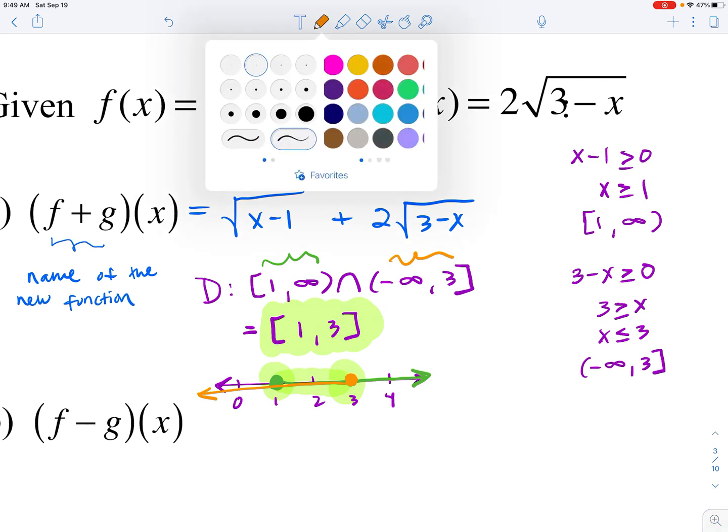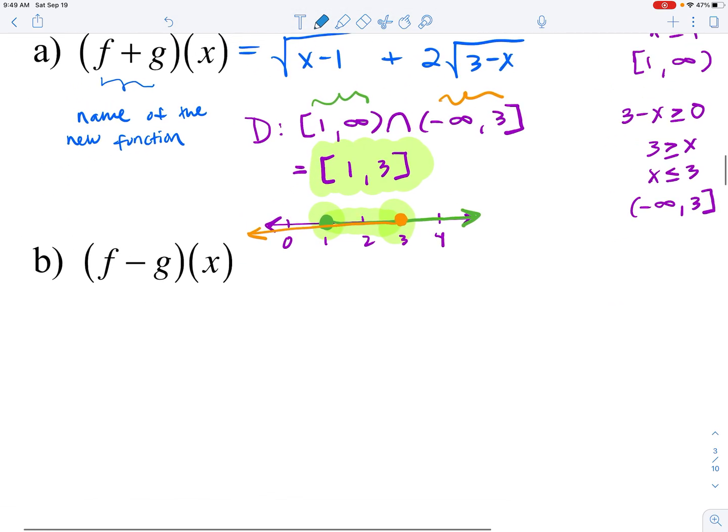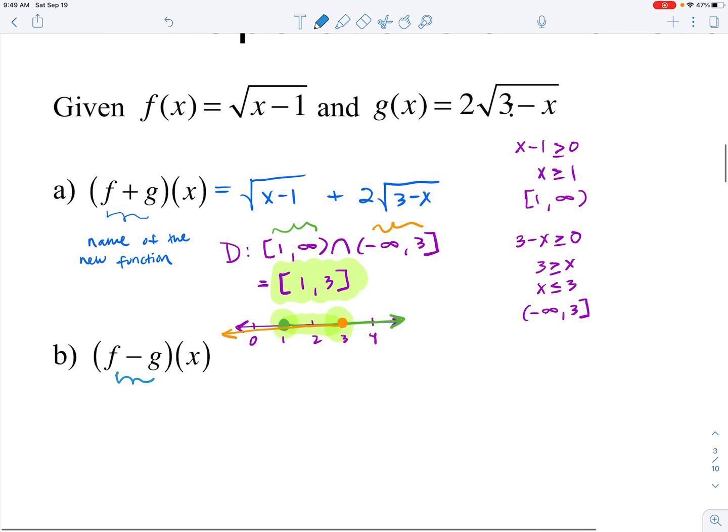Okay, let's use a new color for our next problem. Let's use the lighter blue. Okay, so the equation for f minus g, again, f minus g is the name of the function that we're creating from subtracting the function g from the function f.